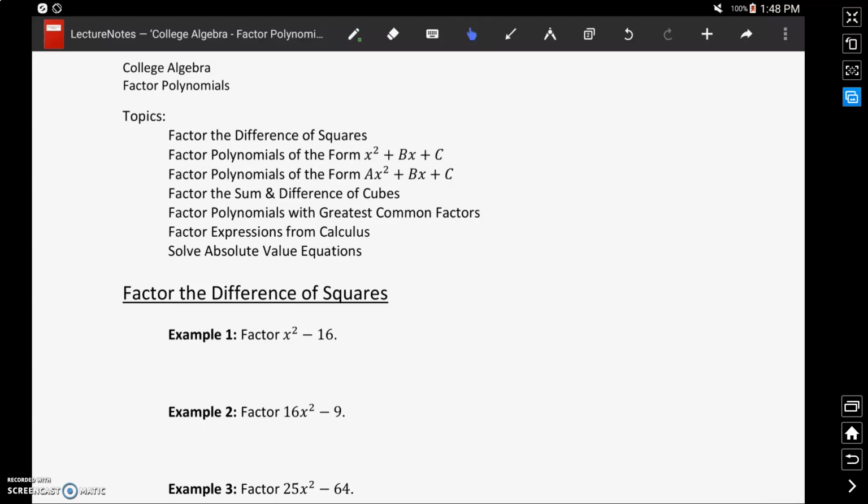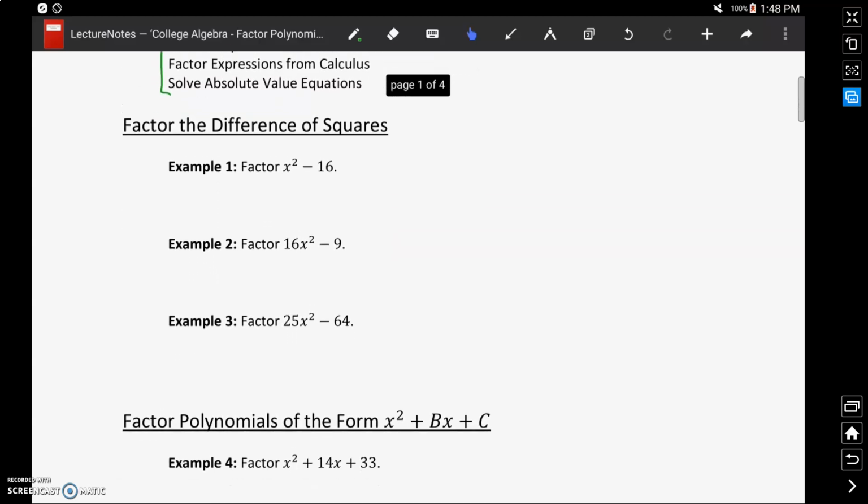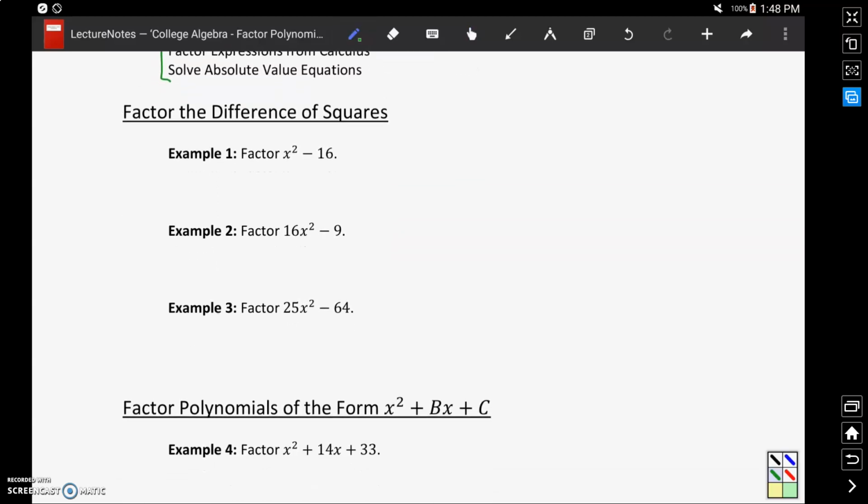In this section, we're going to be focused on how to factor polynomial functions. As we can see, we've got quite an extensive list of topics, so a number of different factoring techniques that we're going to look at for different situations. The first one is factoring a difference of squares, which is, or at least tends to be, in my opinion, the easiest factoring technique. It's pretty easy to pick up on.